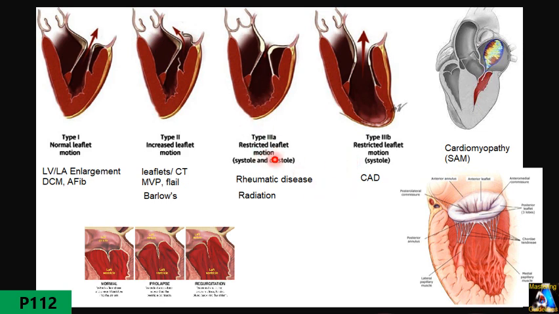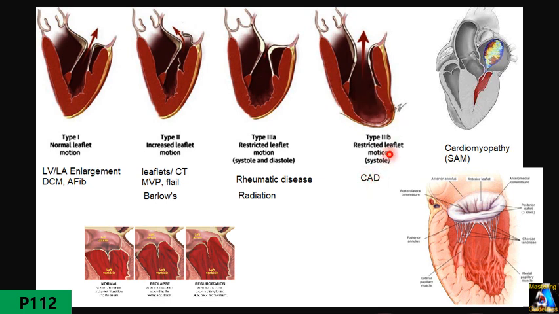In type 3B, the structure of the mitral valve and connective tissue and everything is almost normal, but the other structures involved with the function of the mitral valve have a problem.